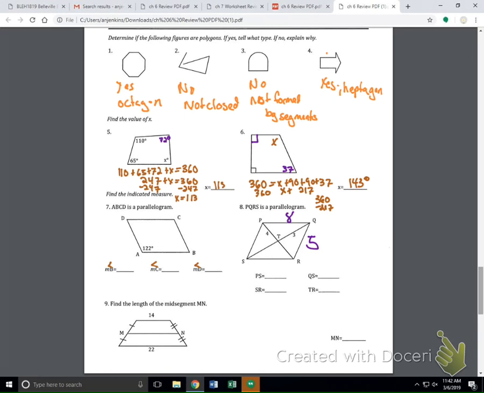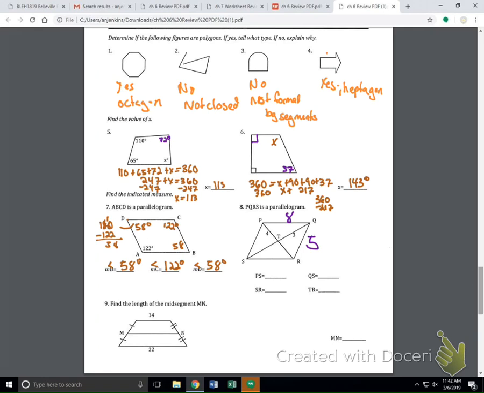If this is a parallelogram, you know that opposite angles are congruent. So that means the angle C has to be 122. You know that consecutive angles are supplementary. So we have 180 minus 122 to find angle D. When we do this, we end up with 58. So this is 58, and this is 58. So angle B is 58 degrees. Angle C is 122 degrees. And angle D is 58 degrees.